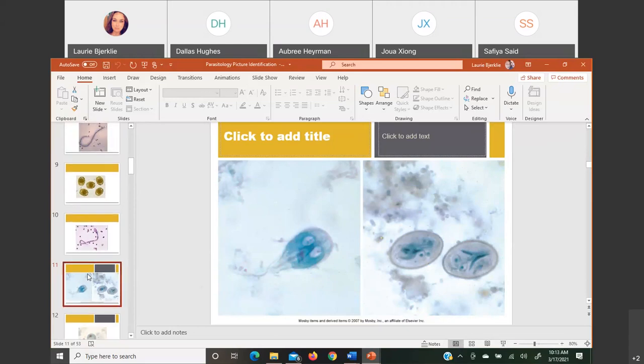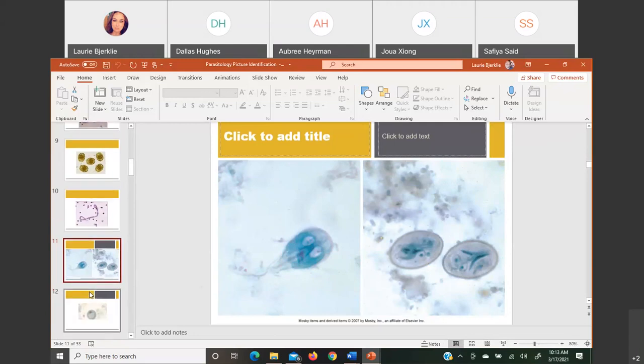Giardia, of course, very much around the United States, coming from contaminated water, especially well water, lots of diarrhea with it.